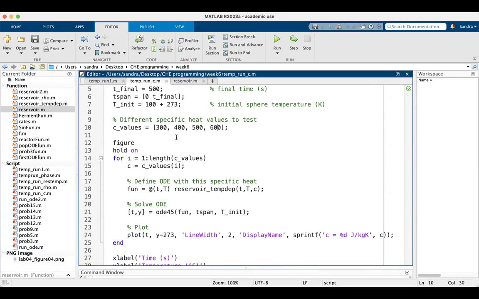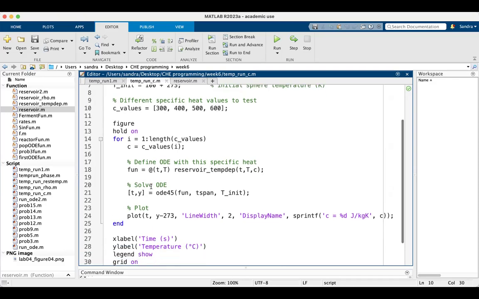Now I run a for loop so that I can calculate for each C value. So the for loop goes from 1 to the length of C values, and the first time it takes the first value. C is equal to C values of i, so first it takes 300. Then I calculate this function. Earlier I had the reservoir function; now instead I have the reservoir temp depth function, which takes three inputs: time, temperature, and C also as input.